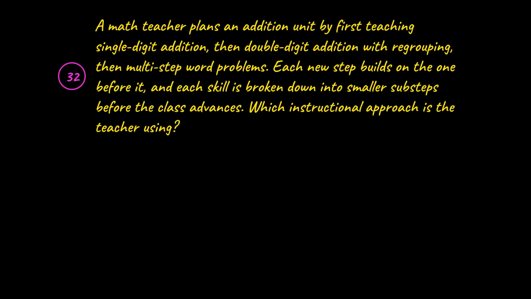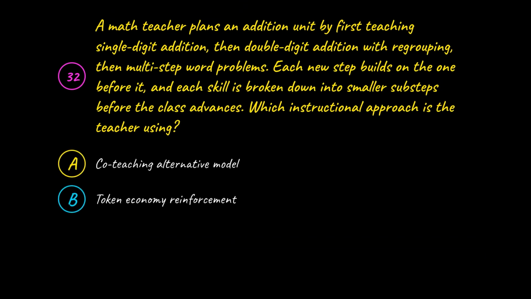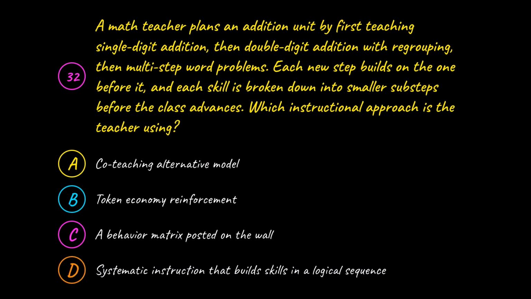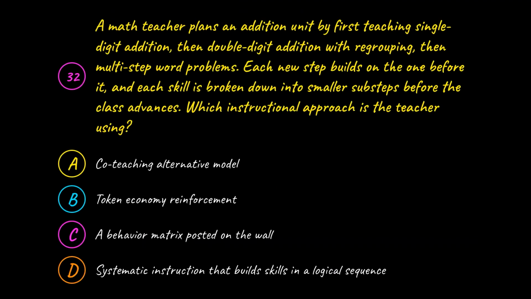Your options are A. Co-teaching alternative model, B. Token economy reinforcement, C. A behavior matrix posted on the wall, D. Systematic instruction that builds skills in a logical sequence. Got a guess? Lock it in.